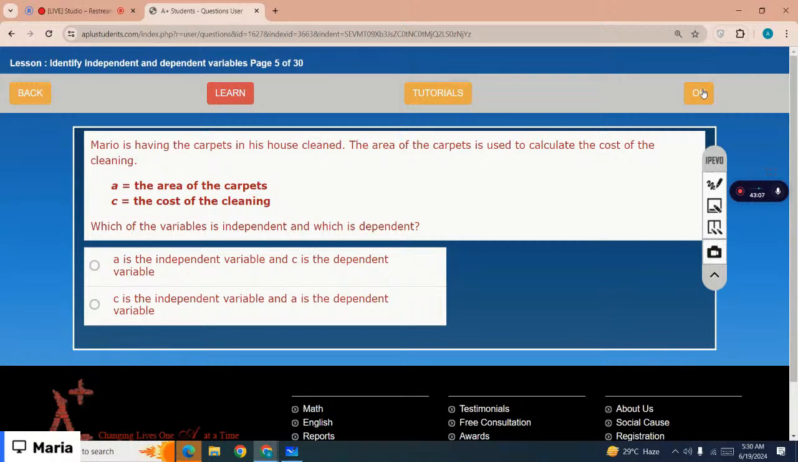Mario is having the carpets in his house cleaned. The area of the carpets is used to calculate the cost of the cleaning. So A is the area of the carpets and C is the cost of cleaning. So which of the variables is independent and which is dependent? Which is the correct option?